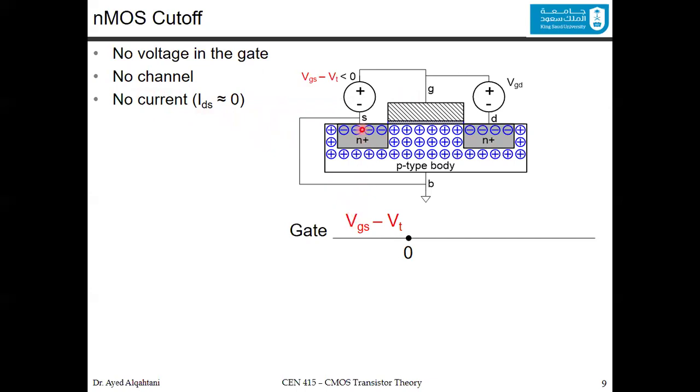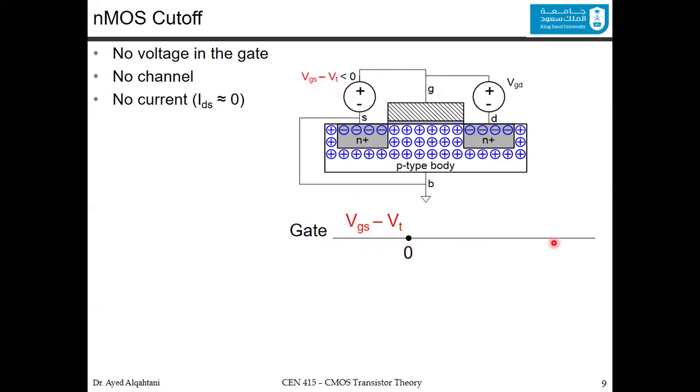You can look at the transistor. You can see that this is N plus. So by default, we have more negative charges here. You have more negative charges here. And the body is P-type. So you have positive charges everywhere because there is no voltage applied at the gate. VGS minus V threshold, as we indicated, is still less than 0.